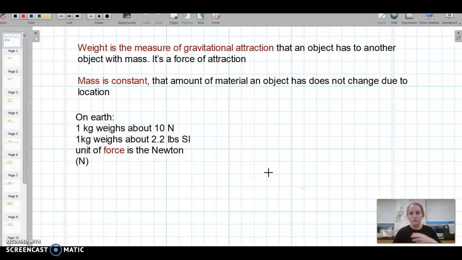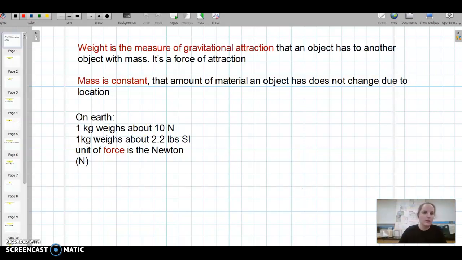On that PowerPoint yesterday with the notes, we were given these three conversions. On Earth, 1 kilogram weighs about 10 newtons, and we're going to find out why in just a second. And 1 kilogram weighs about 2.2 pounds. The SI unit for force is the newton, and the SI unit for mass is the kilogram.